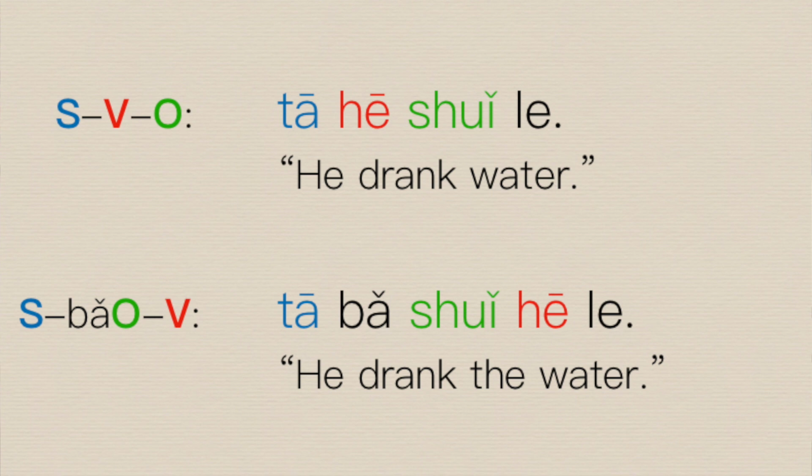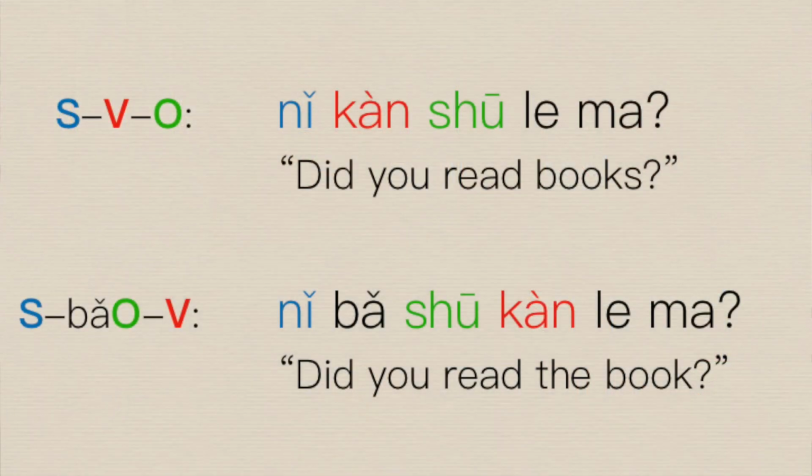Next. 他喝水了. He drank water. Translated into a 把字句, 他把水喝了. Again, the object here is 水, and it gets brought up to the front with a 把 before the verb. Right? 他把水喝了. He drank the water. He drank that water.